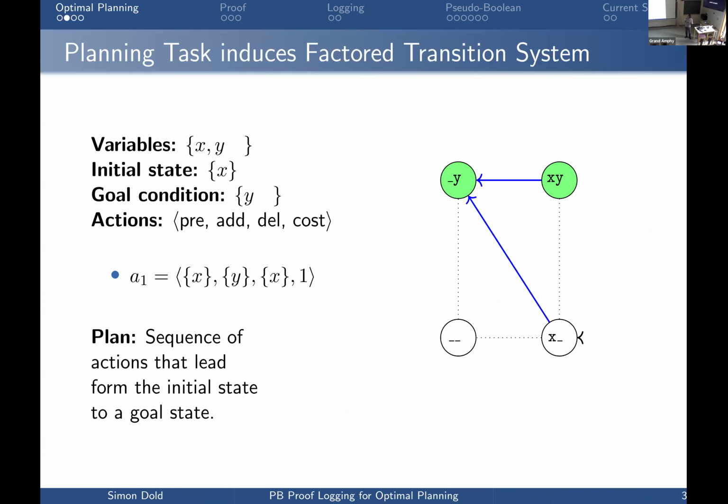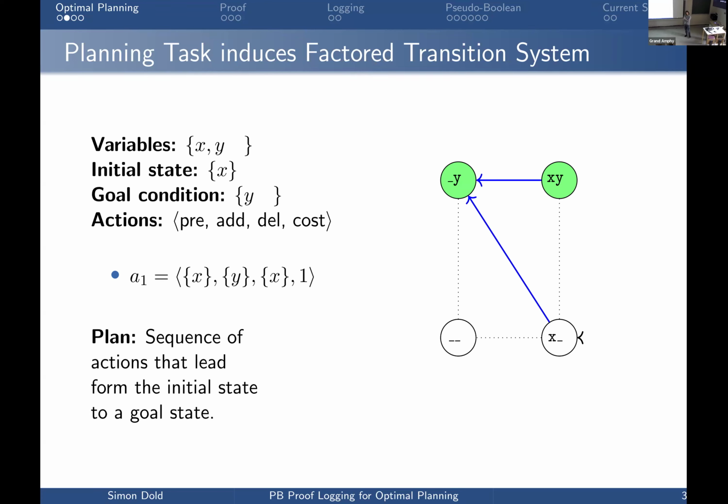In optimal planning, we consider planning tasks. They consist of a set of variables, an initial state, which is a subset of the variables, a goal condition, which is also a subset of the variables, and there are some actions that have a precondition saying when I am allowed to apply an action. They have an add effect saying when I have the one state and then apply the action, how the successor state would differ by adding some variables to it.